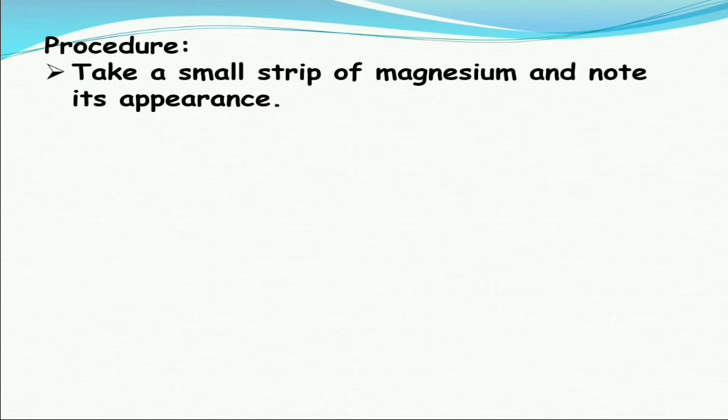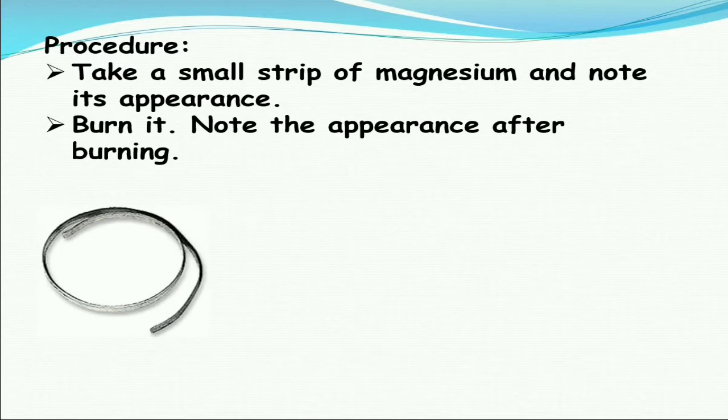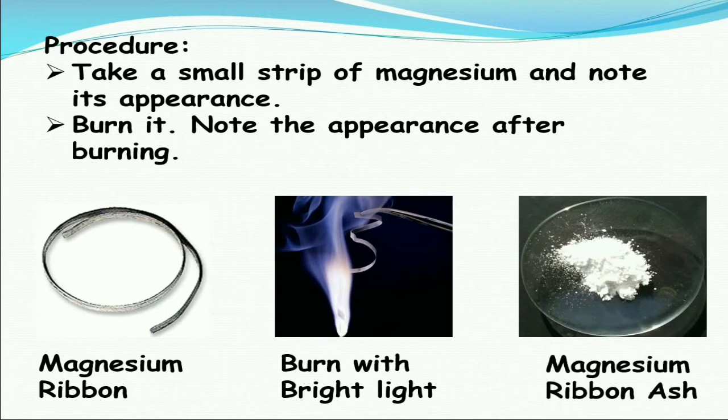Coming to the procedure, take a small strip of magnesium and note its appearance, how it is looking. Then burn it on the Bunsen burner flame and note the appearance after the burning. Let us see here, this is the magnesium ribbon and we are burning it. It burns with a very bright flame, because of the bright light given by the magnesium. It is used in firecrackers to burn with a very bright light, and after that it leaves magnesium ribbon ash in the form of a very pure white powder.